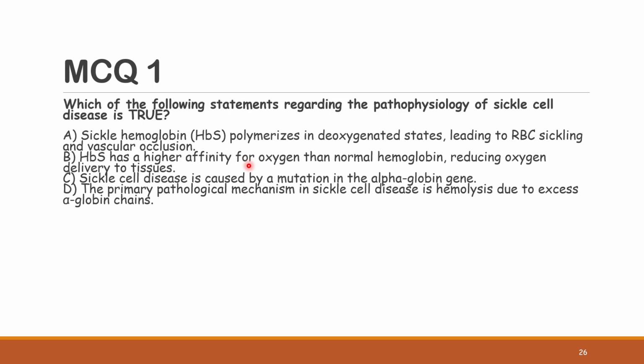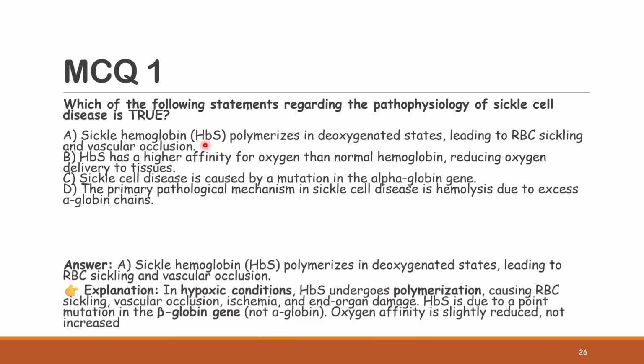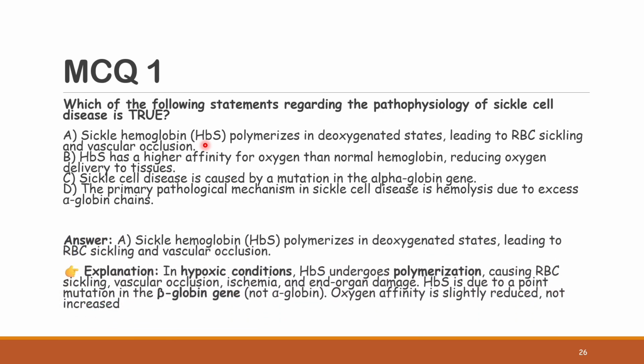Now let's discuss some MCQs. Which of the following statements regarding the pathophysiology of sickle cell disease is true? Sickle cell hemoglobin HbS polymerizes in the deoxygenated state and leads to RBC sickling and vascular occlusion. So it is a right statement. Because of vascular occlusion, there is an infarction, right? Alright. Sickle cell disease is caused by a mutation in the alpha globin chain, which is totally wrong. The mutation is in the beta globin chain.